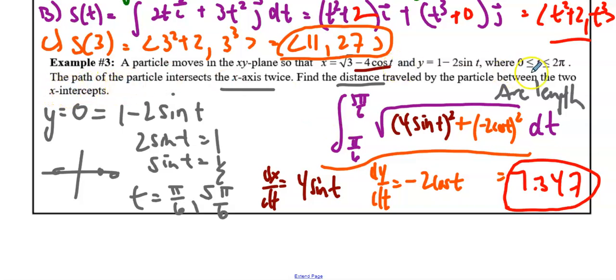If they don't give you the bounds, it's not 0 to 2 pi. And students will always do 0 to 2 pi here. Read the whole question to make sure you understand everything that's being given to you.